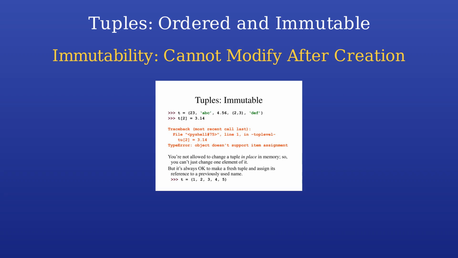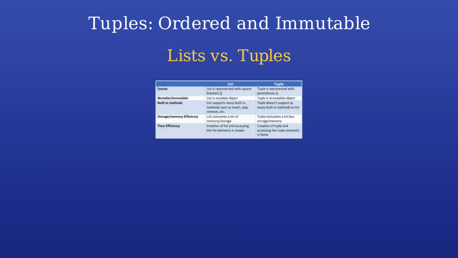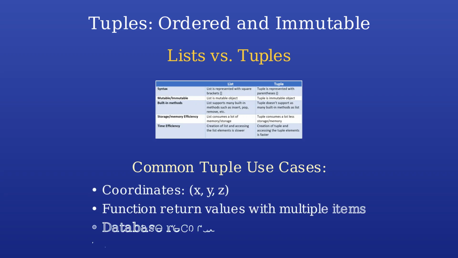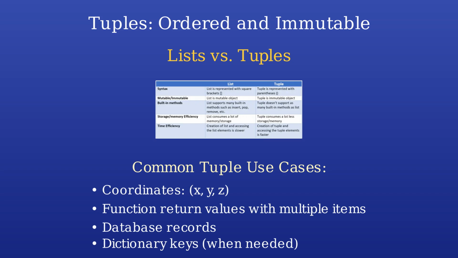The defining characteristic of tuples is their immutability. Once created, you cannot modify, add, or remove elements. If you try to change a tuple element, Python will raise a type error. This comparison shows the key differences between lists and tuples. Lists use square brackets and are mutable, while tuples use parentheses and are immutable. Tuples are suitable for representing fixed collections of data. Common use cases include coordinates, function return values with multiple items, database records, and as dictionary keys when needed.